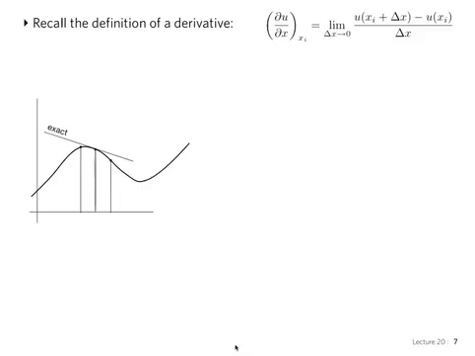So, first, recall the definition of a derivative. This is an example in one dimension. The definition of a derivative is, for example, du/dx at x_i is the limit, when delta x tends to 0, of the function u at x_i plus delta x minus the function u at x_i divided by delta x. You must recall, of course, from your basic calculus.